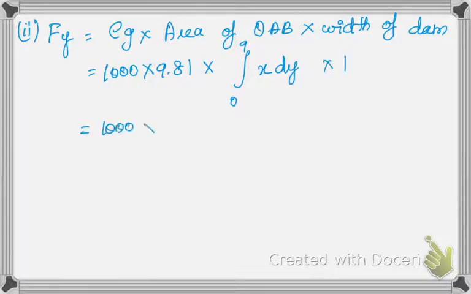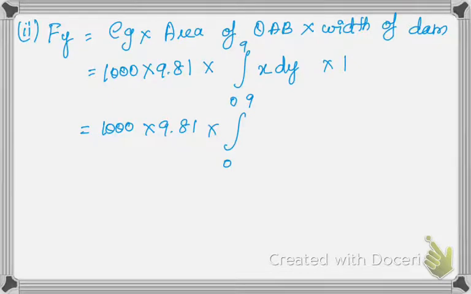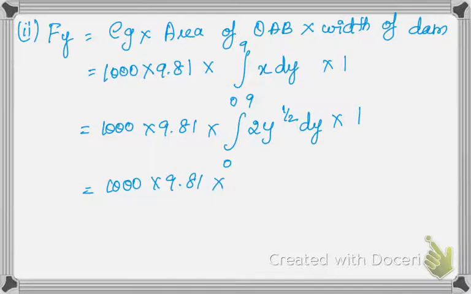So 1000 into 9.81 into, within the limits 0 to 9, instead of x, we have determined the equation as x is equal to 2 y power half. So I am writing it here: 2 into y power half dy into 1. Now we have to integrate this equation. So 1000 into 9.81 into 2 is going to remain constant. So I am taking this 2 outside: 0 to 9 y power half dy into 1.